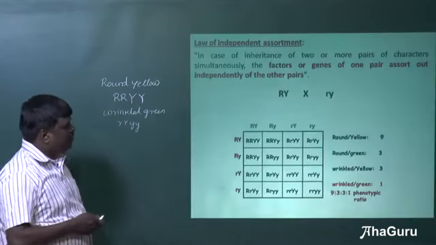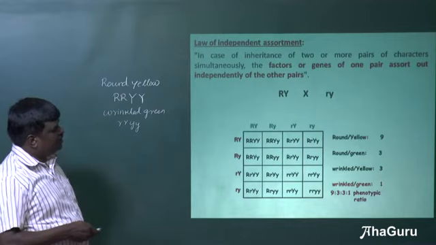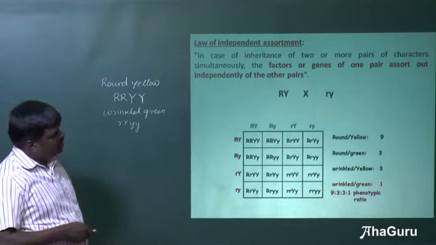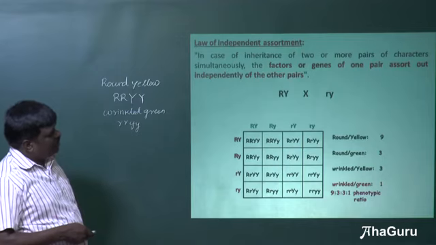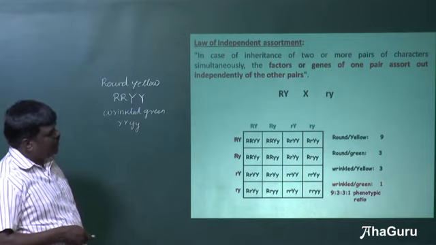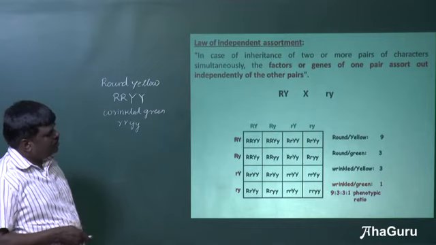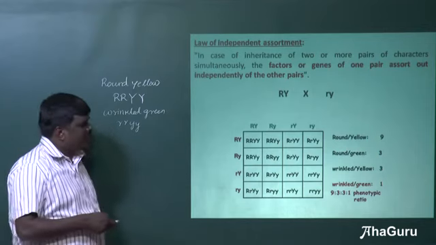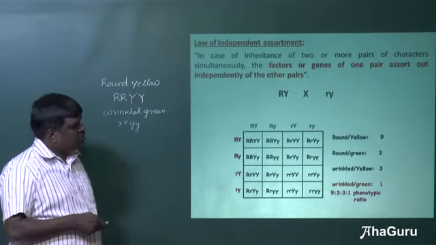That is the reason why we have obtained this as a dominant character. You can even obtain round yellow, round green, wrinkled yellow as 3 each and wrinkled green as 1. So, this is called assortment. If they do not assort with each other, they will not get the ratio. This ratio will not be there.